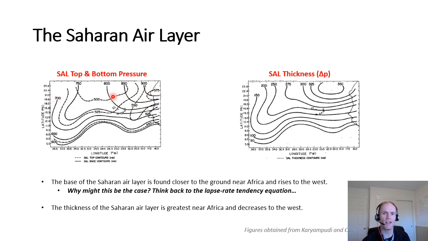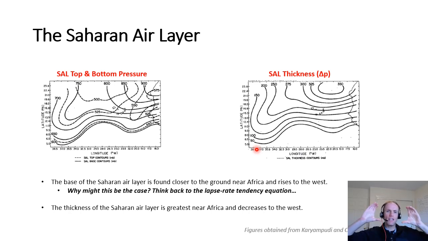But note that the difference in contour values on the bottom is 50 hectopascals, whereas that at the top is only 25 hectopascals. So concurrently, if we look at the thickness, the pressure at the bottom of the layer minus the pressure at the top of the layer, we see that it has greatest thickness, 350 hectopascals just off of the coast of Africa, and then becomes smaller, down to 150 hectopascals by the time you reach 37 to 40 degrees west longitude, still over the tropical Atlantic Ocean.